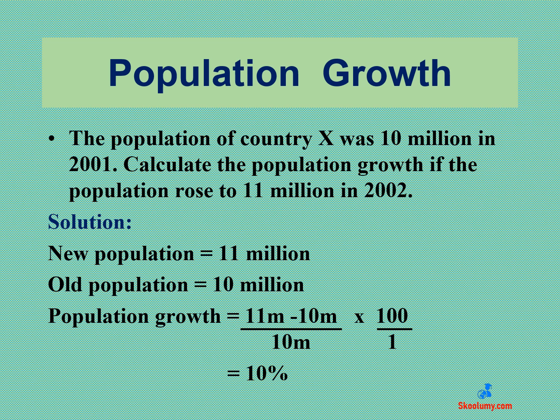Let us solve an example on population growth. The population of country X was 10 million in 2001. Calculate the population growth if the population rose to 11 million in 2002. Using the formula, the variables are as follows: new population is 11 million. Old population is 10 million. Therefore, population growth is 11 million minus 10 million, divided by 10 million, times 100. The answer is 10%. This means the population rose by 10% because the answer is positive.